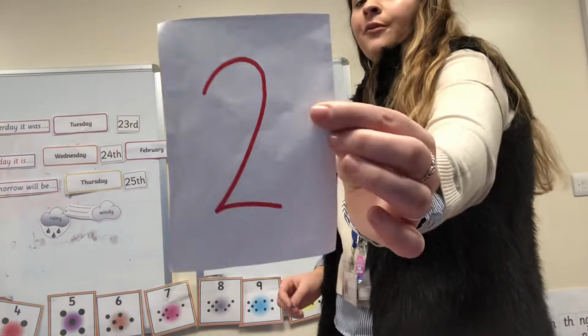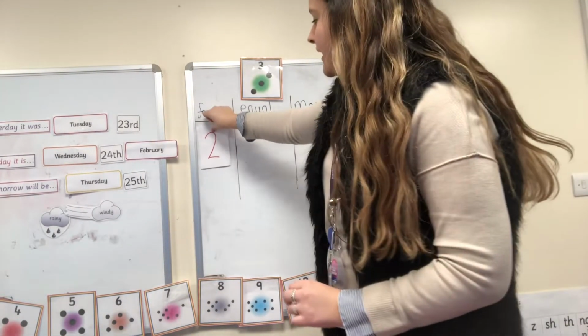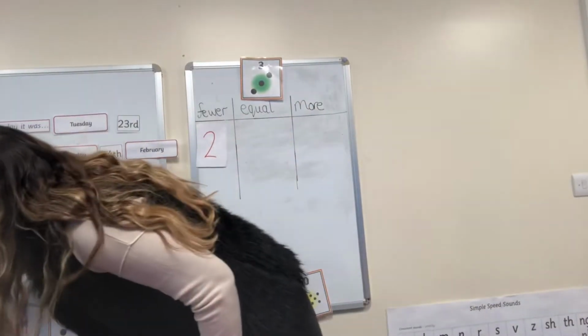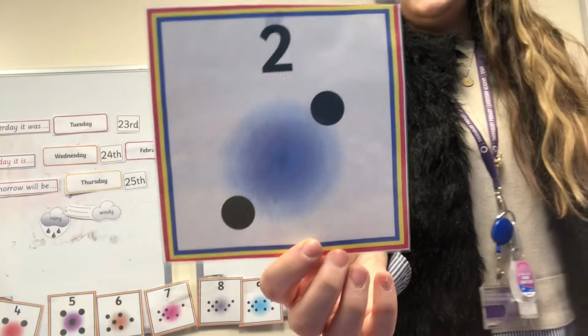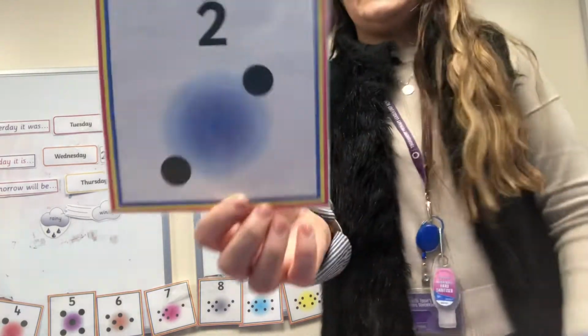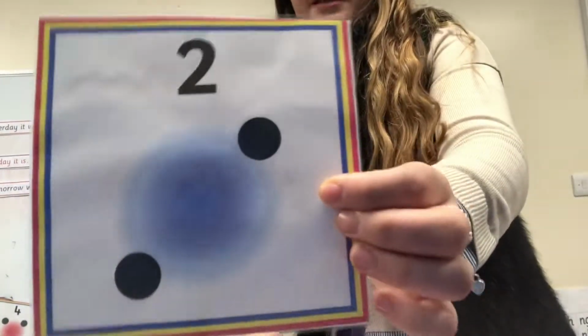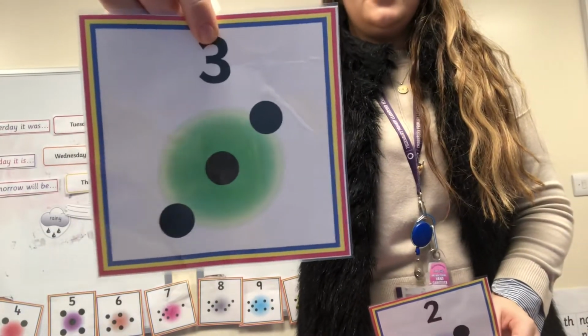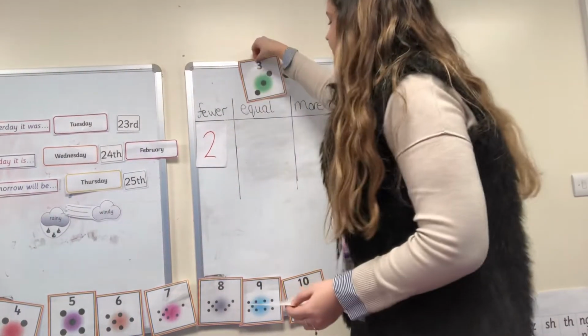So the number 2 is fewer or smaller, okay? So the number 2 is fewer. And this is what the number 2 looks like. Can we see? There's 1, 2 spots. So we know that by looking at the number 2, there are fewer spots than 3. So this number is fewer than 3, okay? So let's stick our number 2 up there.